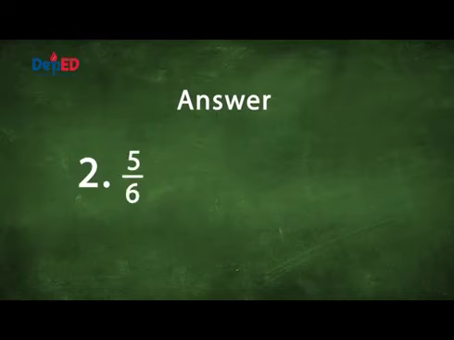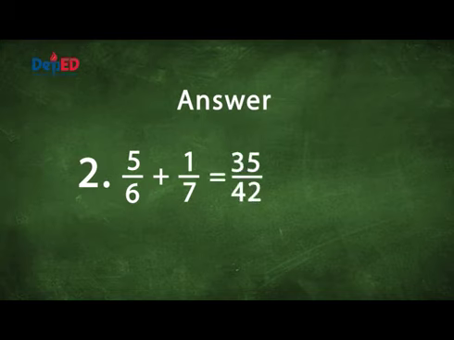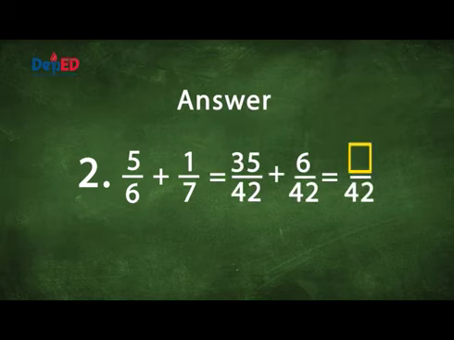Number 2. 5/6 plus 1/7 equals 35/42 plus 6/42 equals blank/42. Step 1. Change fractions to similar fractions through getting the least common denominator or LCD. The LCD of 6 and 7 is 42. Step 2. Divide the LCD by the given denominators and multiply by the given numerators.